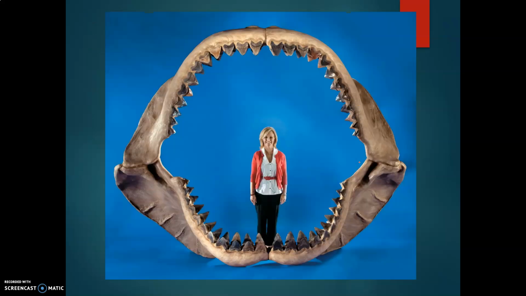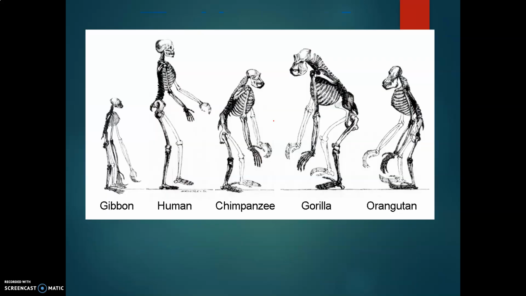I don't know why I have a megalodon in there, to be honest with you, but that's a megalodon. That one tooth is as big as our head, it's huge. If we look at here, so here are some common ancestries. We can see, once again, bone structures. Once again, we did not evolve from a chimp or a monkey. We have a common ancestor with them, okay?